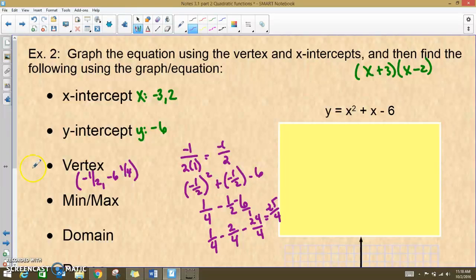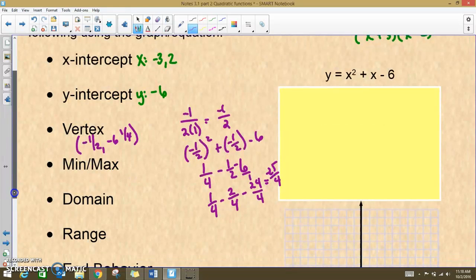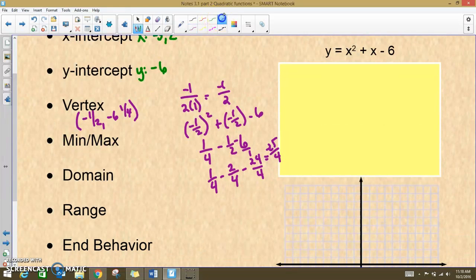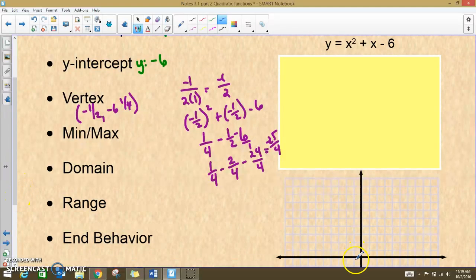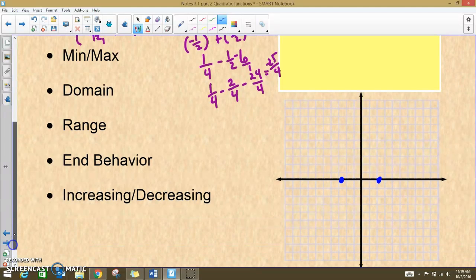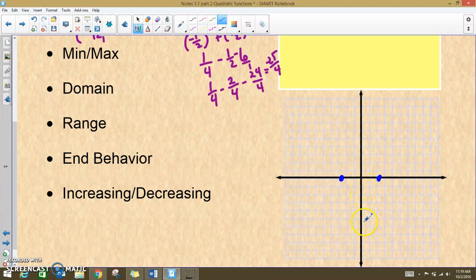Whew, okay, so now we want to graph. All we need to have in order to graph is our x-intercepts and our vertex. So if I go to plot my x-intercepts, I had one at -3 and one at +2. 1, 2, 3, and +2. And we can plot in our y-intercept if we want to. 1, 2, 3, 4, 5, 6. Okay, and then my vertex is at -1/2 and -6.25. So it's kind of right down there.